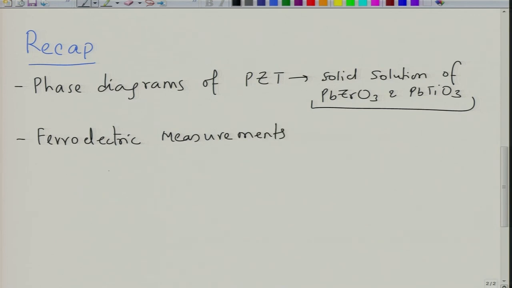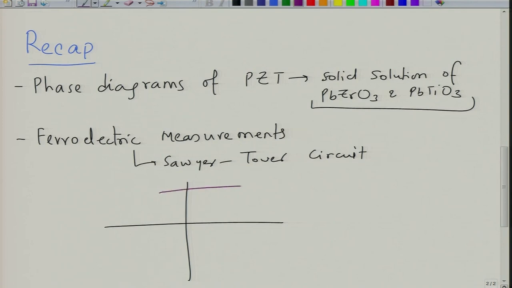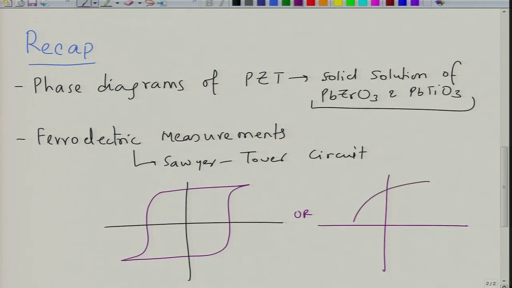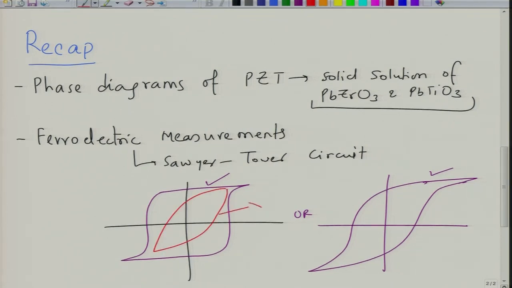How do we make ferroelectric measurements? We saw that the ferroelectric measurements are made using something called a Sawyer-Tower circuit, and the important thing is to make these measurements in such a manner that you don't consider artifacts as a real ferroelectric. So a good ferroelectric loop would be something like this, or something like this. These are good ones, but if you have something like this, then this is a bad ferroelectric loop. If you have something like this, this is also a bad ferroelectric loop.